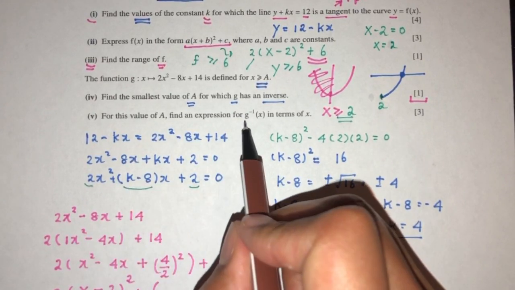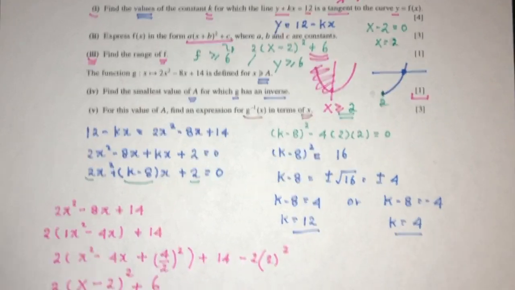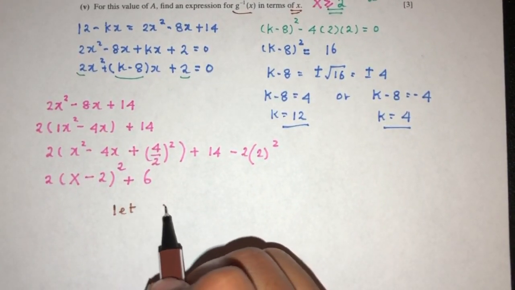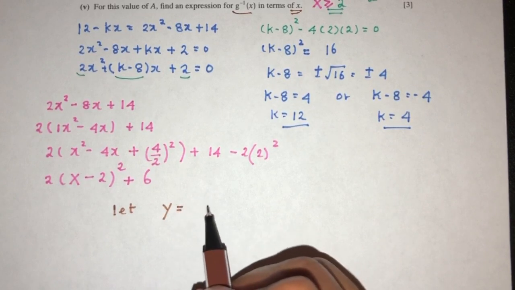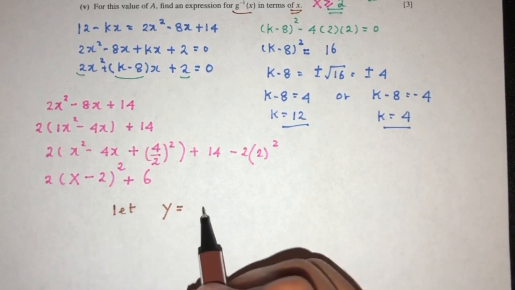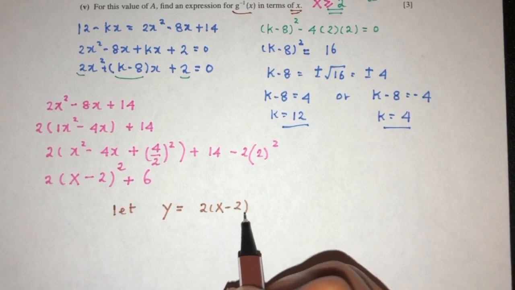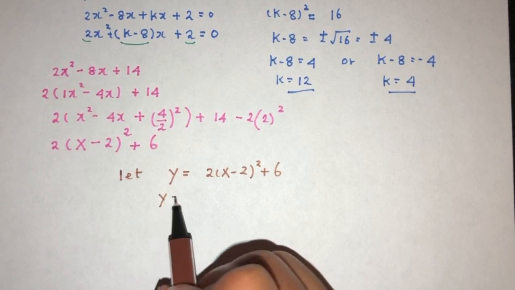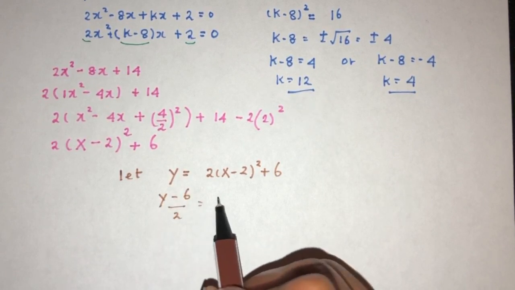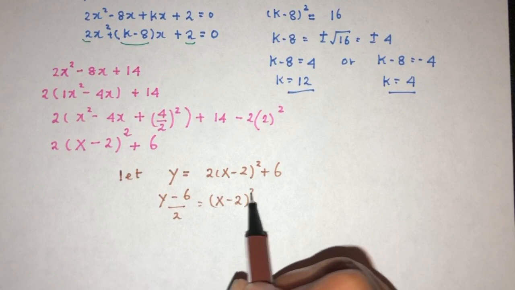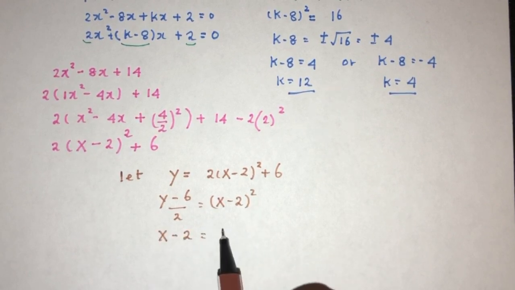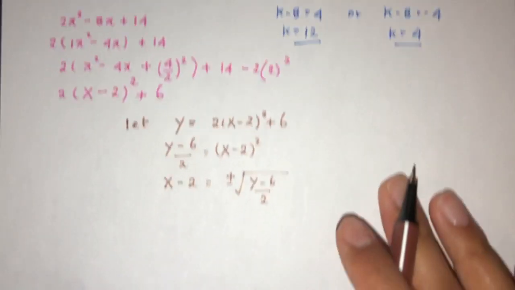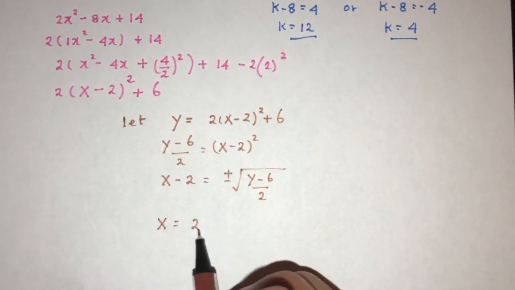For this value of a, find g inverse of x in terms of x. So pretty easy. First step, let y equal g of x. That will be, as we can see, 2(x minus 2) squared plus 6. Make x the subject, so I have y minus 6 over 2 equal to (x minus 2) squared. So x minus 2 should be plus minus the square root of (y minus 6) over 2.